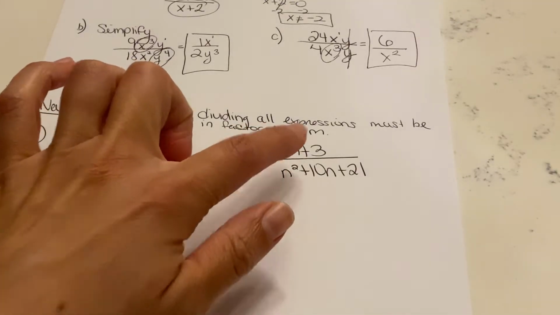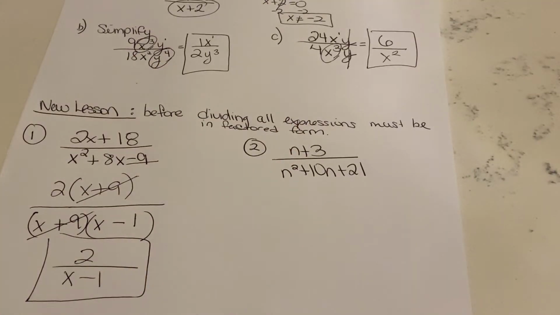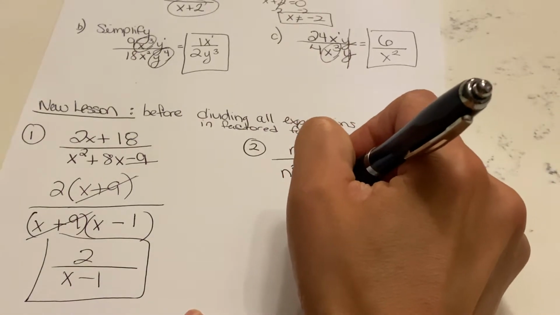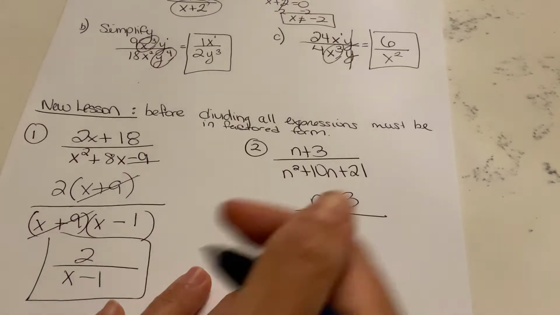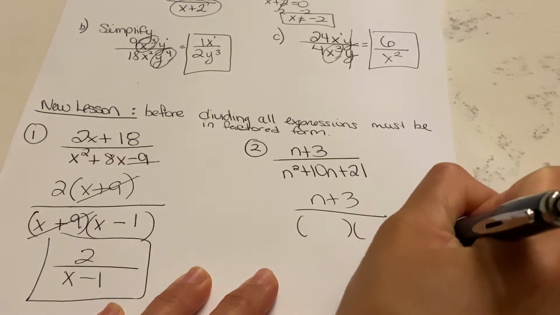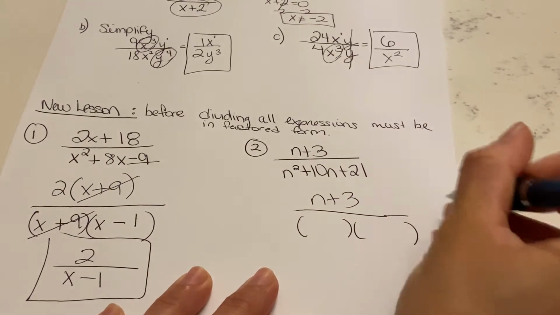All right, let's look at the numerator. The numerator is n plus 3. They have nothing in common. That tells me this is already factored. Don't have anything else to do here. Okay. Denominator, there's a trinomial, so I have to factor it, okay?